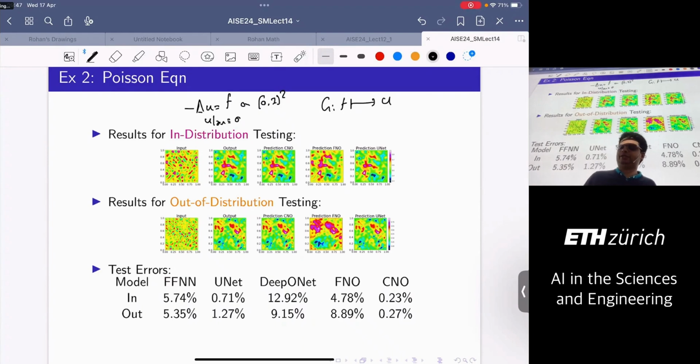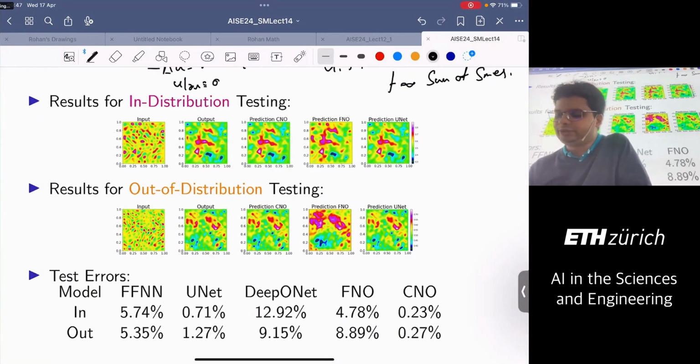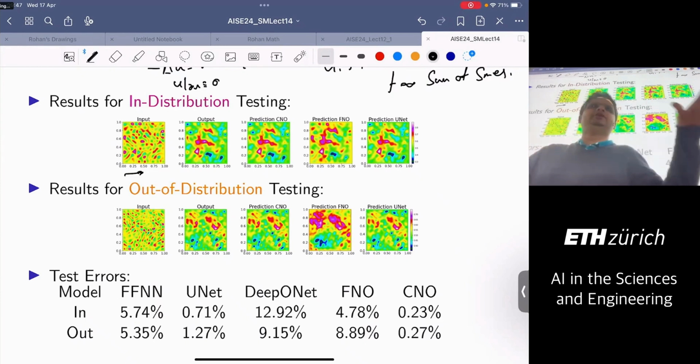Okay? And the forcing is taken from some measures, so the f is distributed according to a random field. Or maybe it's not a Gaussian random field, it doesn't look like one, it's a sum of sines. So as you can see, this is my input. It's a sum of sines, so I have taken 20 or 30 sines. And then, of course, what the Poisson equation does is diffusion, so these modes are diffused out.